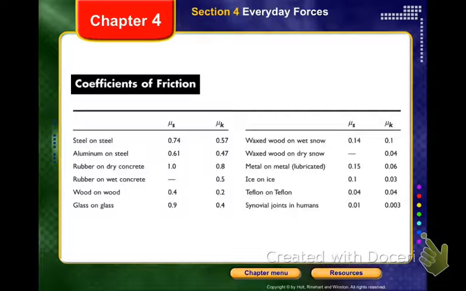What about this? Rubber on wet concrete. They don't have anything there for static friction. Or waxed wood on dry snow. Why do you think they don't have anything for static friction? It's going to be basically negligible.